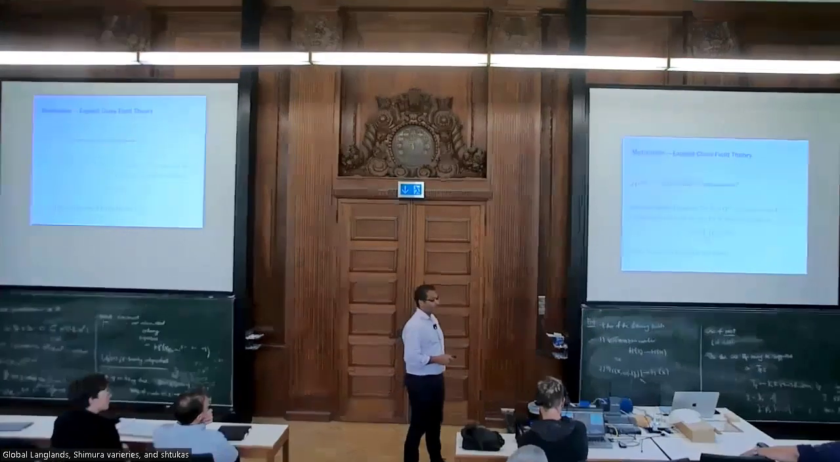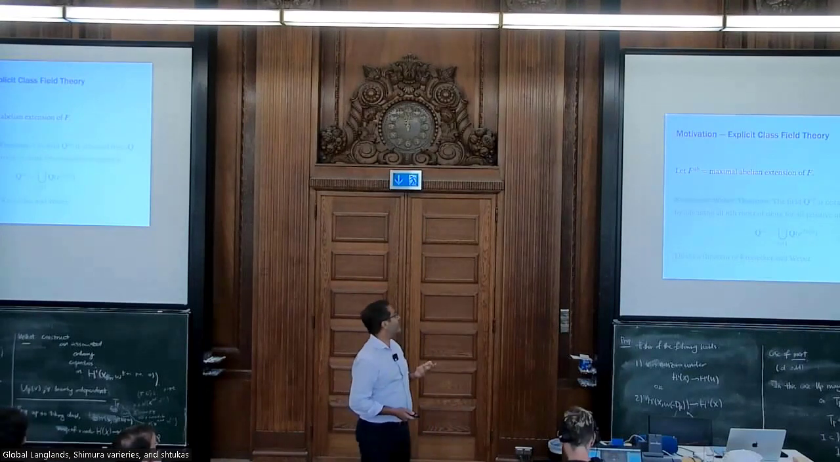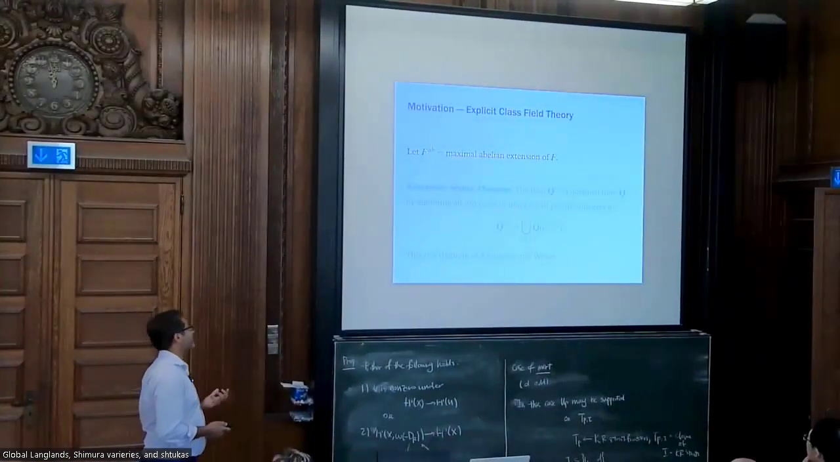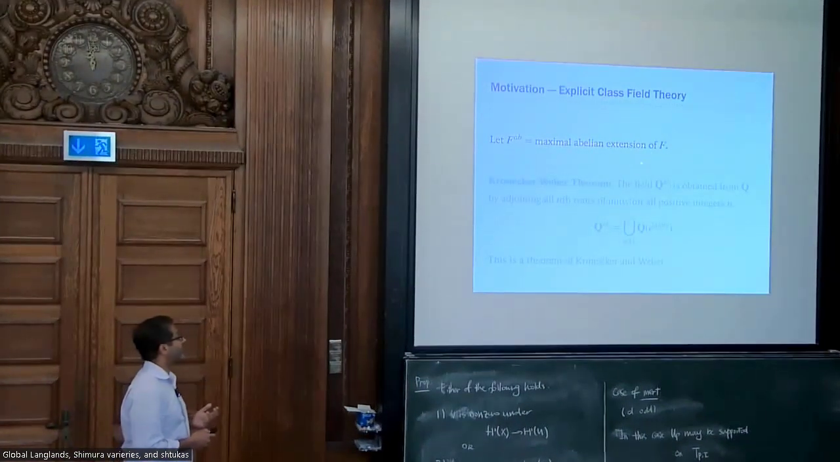So let me give some motivation. I think the question is interesting in its own right, but if you want further motivation for why we care about these units, we can talk about explicit class field theory. I'm going to denote by F^ab the maximal abelian extension of my number field F.